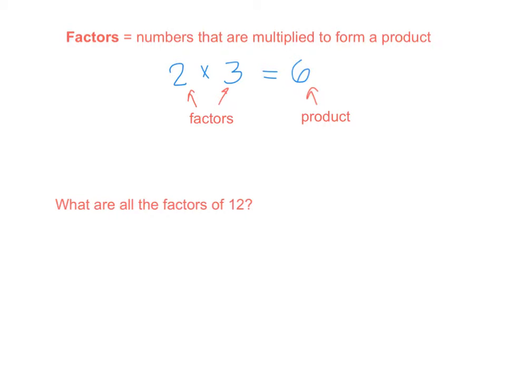They're the numbers that you can put together to make a number. They're the numbers you multiply. So in this multiplication sentence, 2 times 3 equals 6, which numbers are the factors? 2 and 3. 2 and 3 are the factors. And what number is the product? 6. The answer is the product.